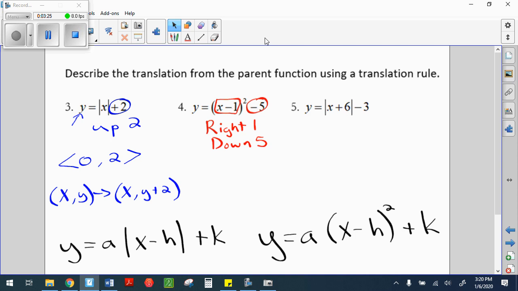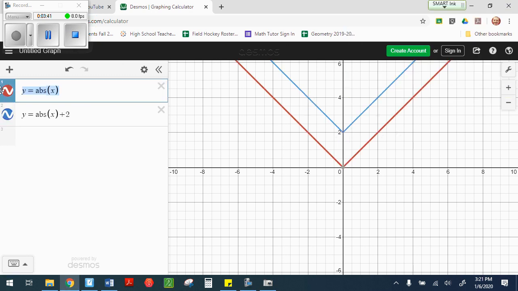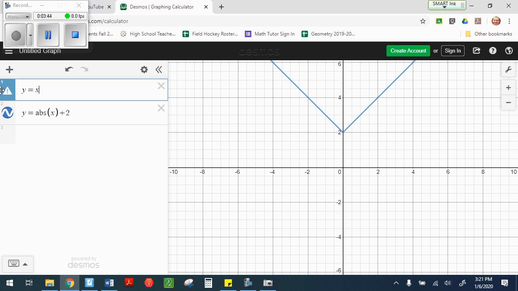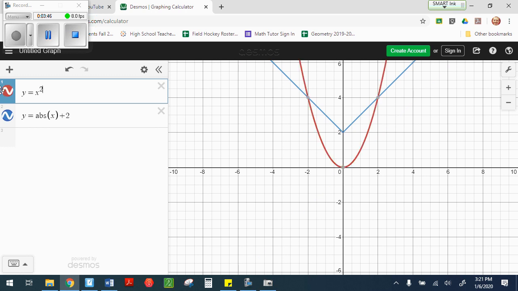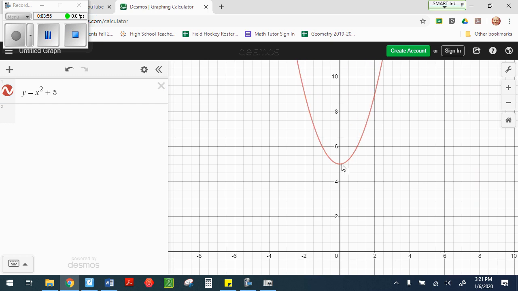And so we can look at that on Desmos to show you that that's true. If I have x squared minus 5, so if I go back to my Desmos graph and I get rid of these absolute values and clean this up, we have y equals x squared. Okay, there's my parent function in red. If I want to change that to y equals x squared plus 5, it's going to shift the graph up 5 units. So now my vertex is at (0, 5).